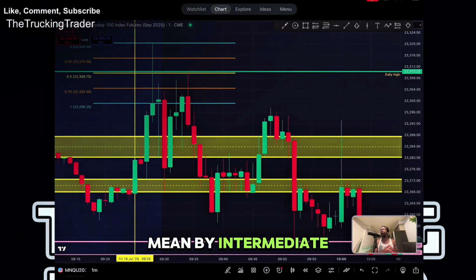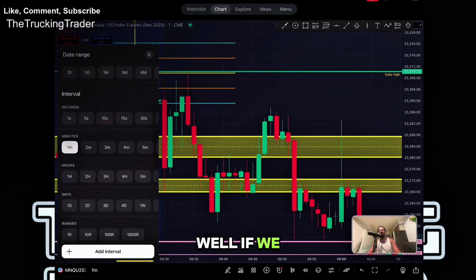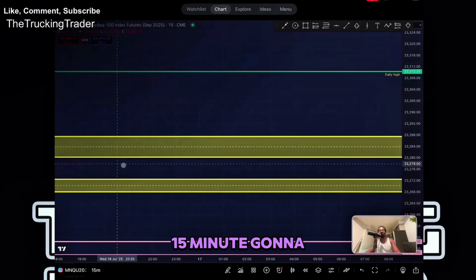And what I mean by intermediate is time frames like the 15-minute, the 30-minute, sometimes even the hour time frame, where you can find some really good intermediate liquidity, right? And what do I mean by that? Well, if we go into the 15-minute chart, let's go into the 15-minute chart right here. All right, 15-minute. I'm gonna click that.